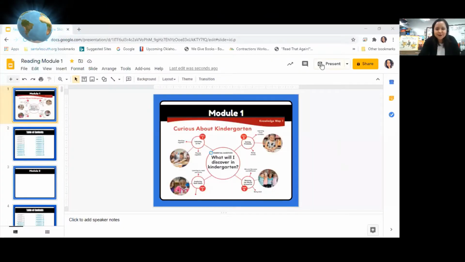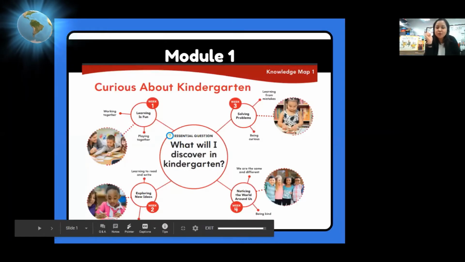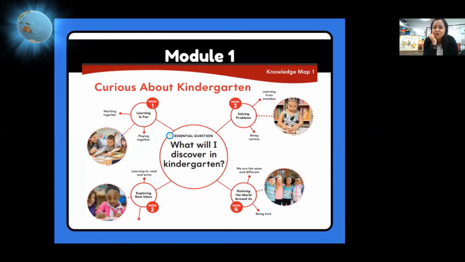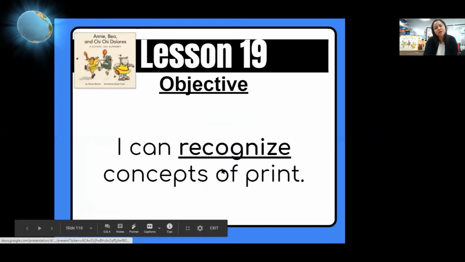And today we're still going to do the story Annie B and Chi Chi Dolores. We're still on module number 1. Can anyone tell me what our essential question is? What will I discover in kindergarten? And we are in week number 4. In lesson number 19, we are still finding that schools can be the same, but also can be different, and also to be kind to each other.